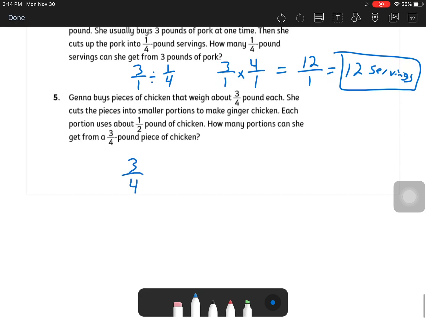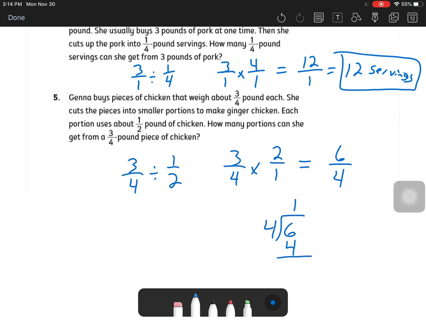Well, we're going to divide that out because we're taking the 3/4 and we're dividing it into 1/2 pound portions, right? And so 3/4 divided by 1/2 is 3/4 times 2 over 1, and that's going to be 6 over 4. If I take 6 divided by 4, 4 goes into 6 just once. And if I subtract that, I get 2 for my remainder. So I get 1 2/4. So I would get 1 2/4 servings, or 1 1/2 servings, but I'll just say 1 2/4 portions.